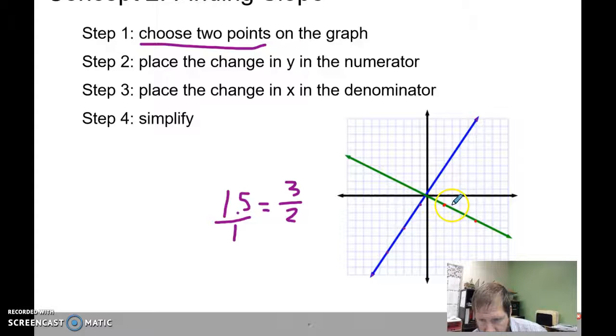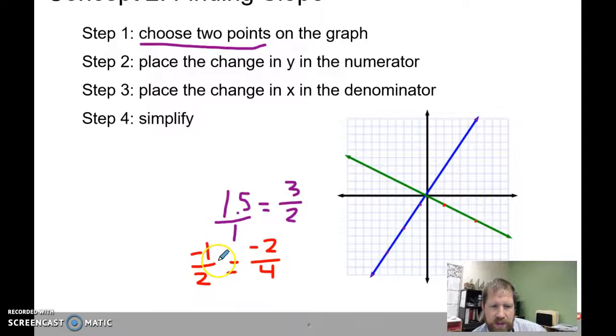So if I go to the right, 1, 2, 3, 4. My change in x is 4, so that's my denominator. And my change in y is -2, because it's going down 2 on my y-axis. And then this one, you can simplify to -1 over 2.